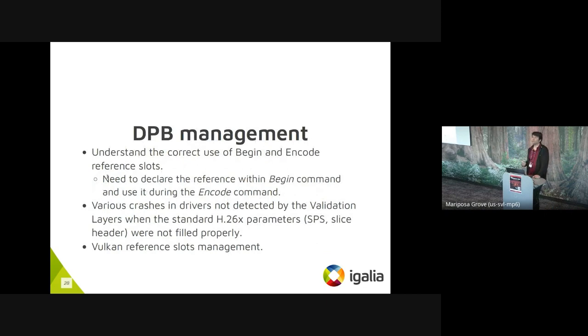I've also been struggling with the DPB management. I see that it's already 10:30, so I'm going to be quick with that. It was the main issue I had: dealing with IPB frames, dealing with the reference slots, being sure that what I give to the begin command was correct according to the standard parameters and what the encoder command was performing. I had a lot of crashes with that, and it was not always detected by the validation layers. It was typically when I was incorrectly using the standard parameters, so I was having a really mysterious crash.